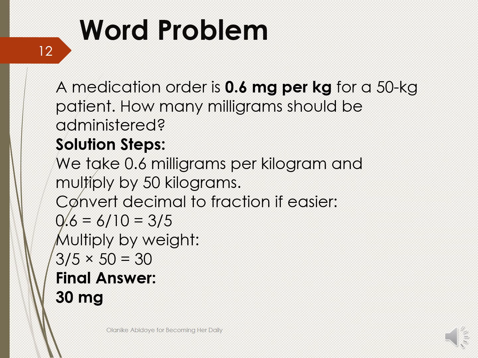So we take 0.6 and take it to a fraction. That will give us 6/10. Then we can take it to the simplest form, which will be 3/5. Then multiply by 50. How many 5s in 50? That will be 10 times 3, which is 30, and that means the medication administered to the patient will be 30 milligrams.